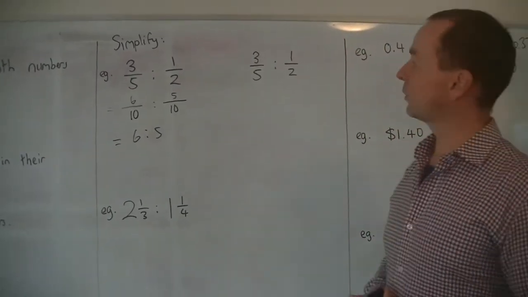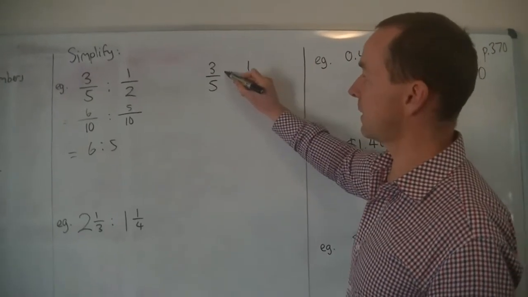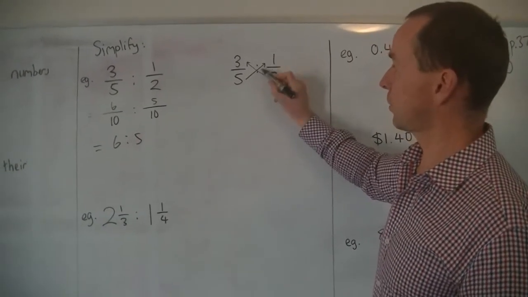Okay, but what I like doing is something called cross multiplying. So what you do is you get the bottom number here and you multiply it by the top there, and you're going to multiply that one by that.